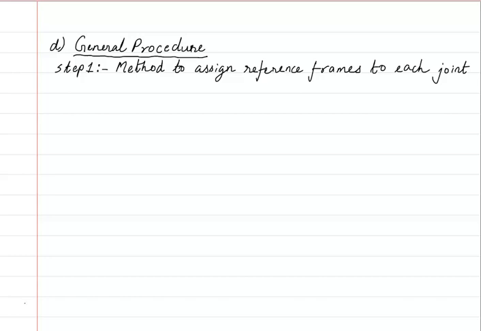Now let us look at the general procedure for doing the DH representation of any robot. The first step is to assign the reference frame to each joint. How do we do that? For understanding that, let us take an example.